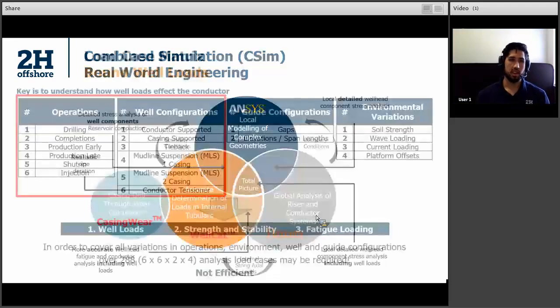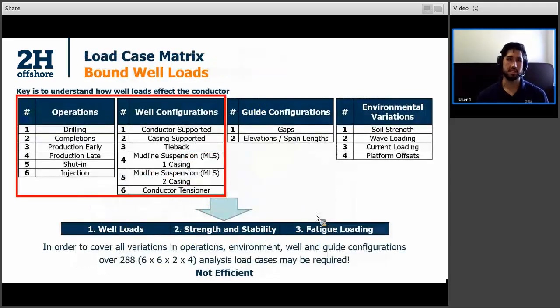By doing that, we can start to bound the problem based on understanding how those well loads affect the conductor. So we can focus specifically on the operation and well configuration a little bit more. We can understand how drilling, completions, production, shut-in, injection, and the well configuration operations all pair up together to define and bound the load cases that we need to look at.